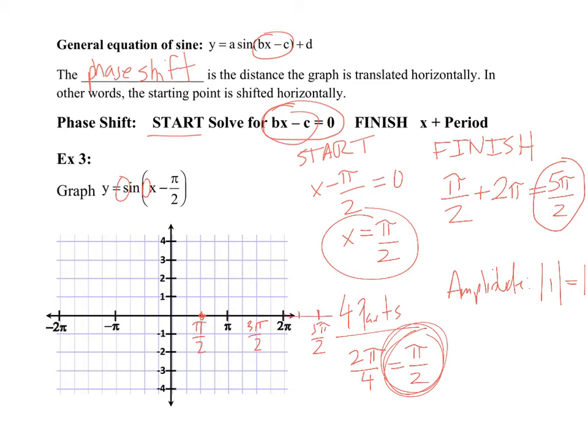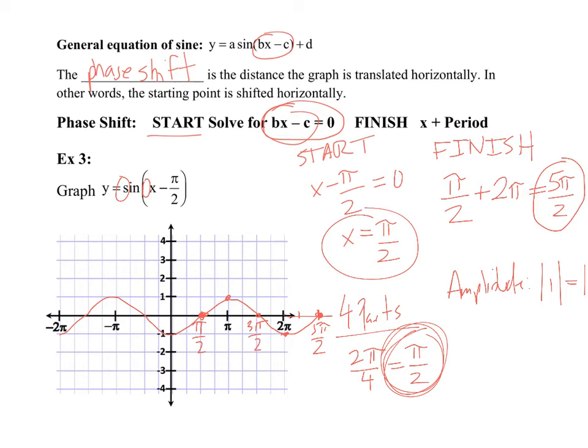So now let's plot the points. So here's my starting value. And then the amplitude is 1. So at pi I go up to 1. And at 3 pi over 2 I'm at 0. And at 2 pi I'm at -1. And at 5 pi over 2 I'm back at 0. So there is one cycle. Now I'm going to go backwards. That's all there is to it.